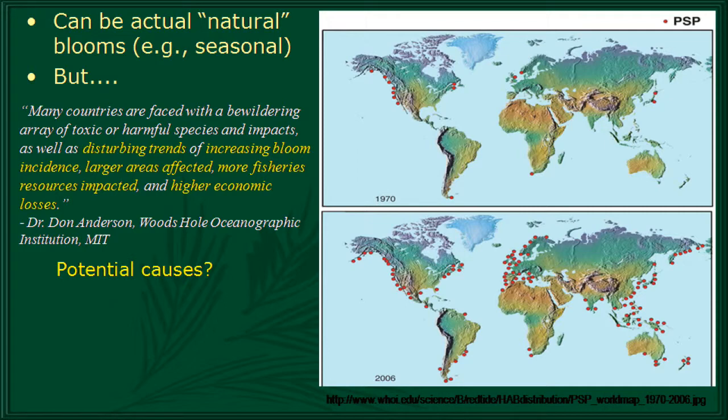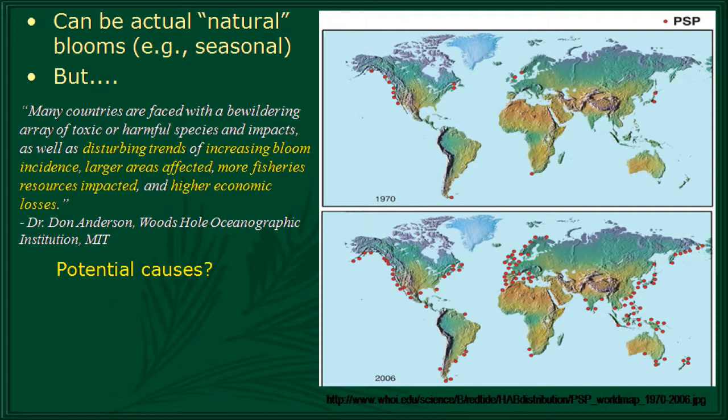And according to Dr. Don Anderson from the Woods Hole Oceanographic Institution, he says that many countries are faced with a bewildering array of toxic or harmful species and impacts, as well as disturbing trends of increasing bloom incidence, larger areas affected, more fisheries resources impacted, and higher economic losses.